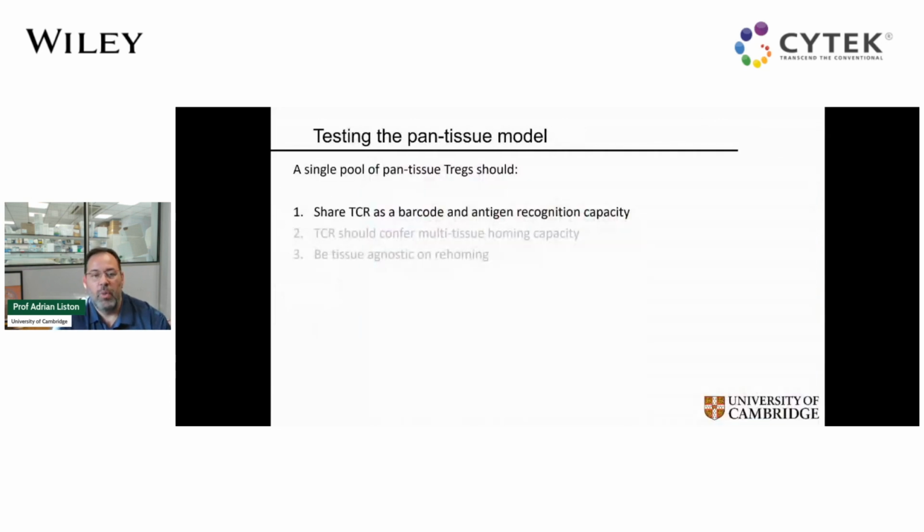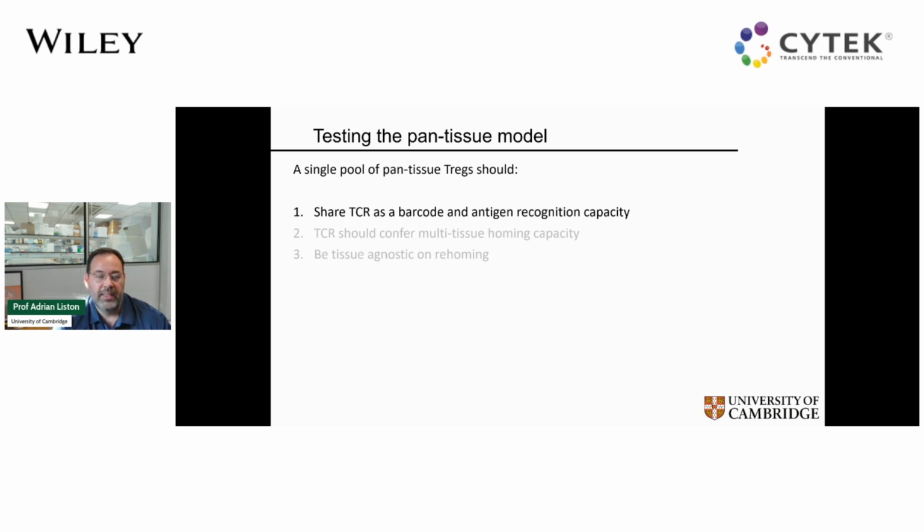So if we want to test this model of pan-tissue resident regulatory T cells, we came up with 3 different hypotheses that we can use to test the model. Now, the first test is that the regulatory T cells in different tissues should share the T cell receptor. The T cell receptor is quite unique among genes because it is embedded in the germline in a pseudogene formation, and each lineage of T cells has to recombine that locus. So it acts as a unique barcode for each clone of T cells.